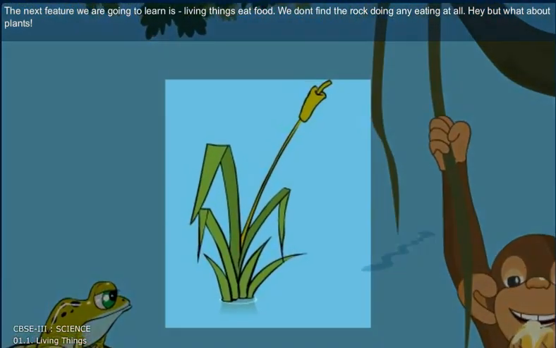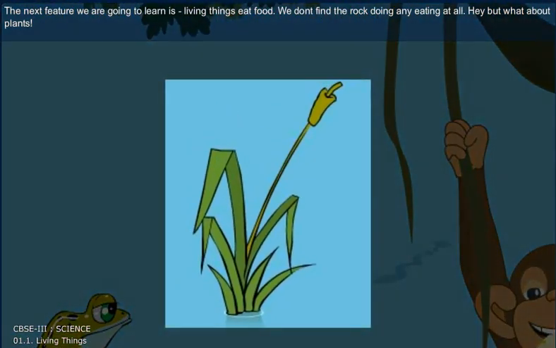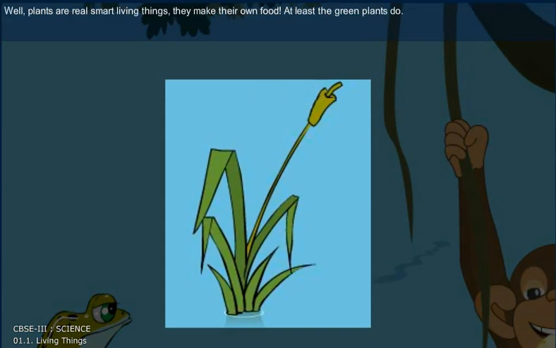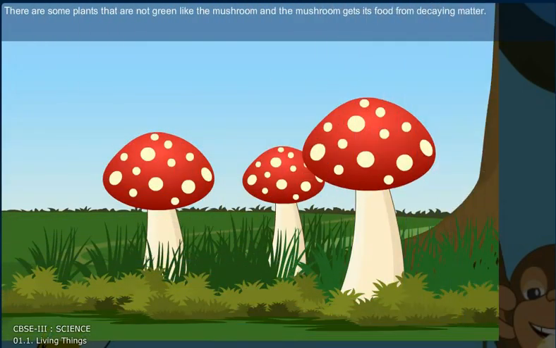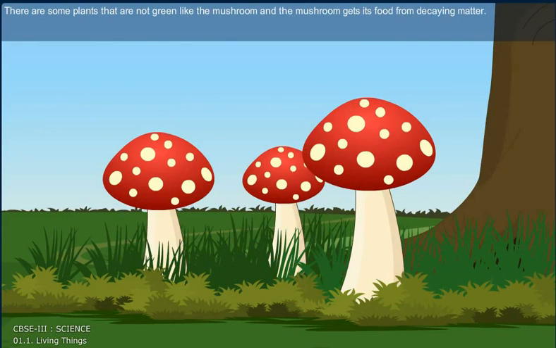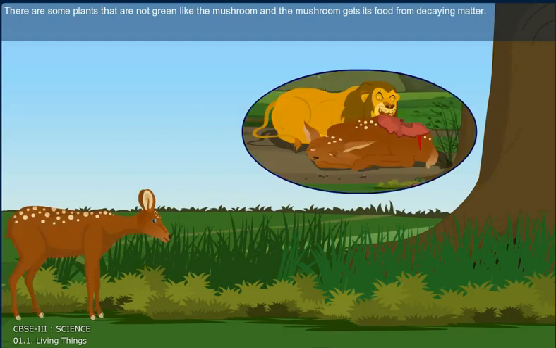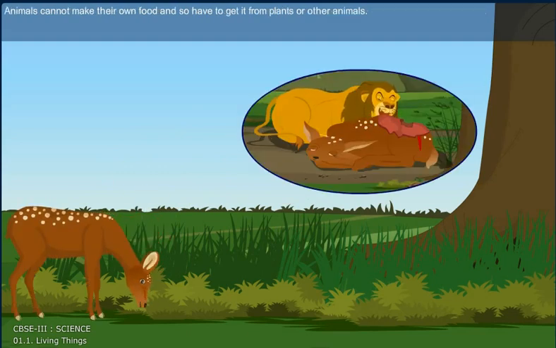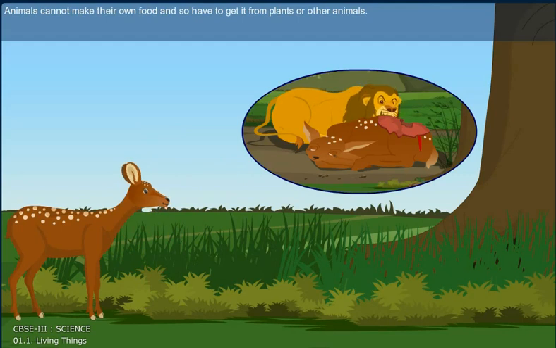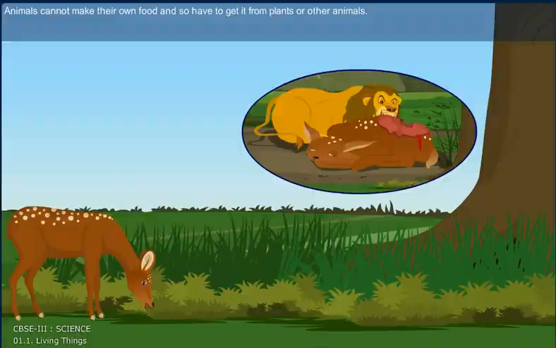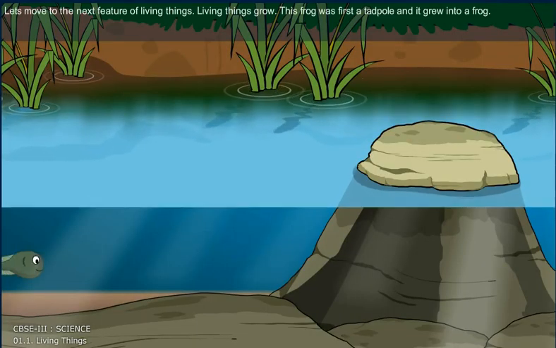Hey, but what about plants? Well, plants are real smart living things. They make their own food. At least green plants do. There are some plants that are not green, like the mushroom. And the mushroom gets its food from decaying matter. Animals cannot make their own food and so have to get it from the plants or other animals. Let's move to the next feature of living things.